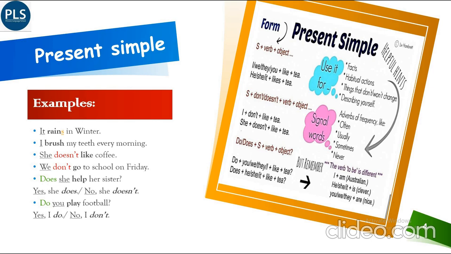Now let's take a look at the WH question. Here we have a question, say, how do you go to school? How do you go to school? The answer is going to be I go to school by bus. And of course, if this question was using a singular subject like he or she or it, it's going to be how does she go to school, and the answer is going to be she goes, we add the es to the verb, she goes to school by bus.